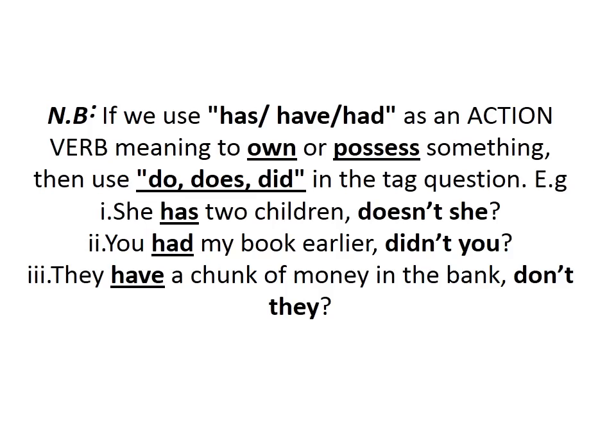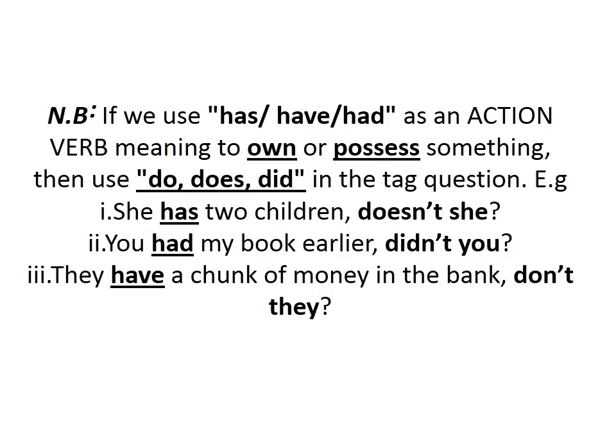You had my book earlier. Had is used in here as the main verb and it's a past tense verb. You had my book earlier, still showing ownership, who something belongs to in a sentence. So: You had my book earlier, didn't you? Good.